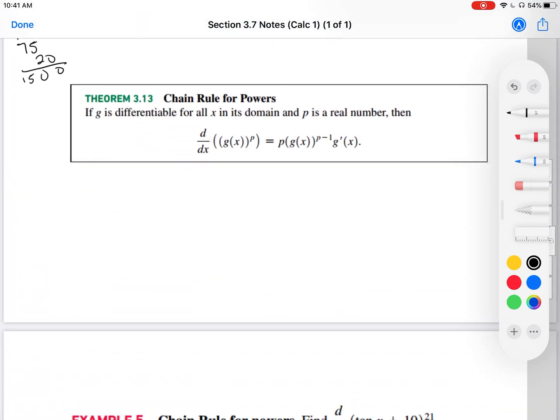Theorem 3.13, the chain rule for powers. If g is differentiable for all x in its domain and p is a real number, then d/dx of [g(x)]^p is equal to p times [g(x)]^(p minus 1) times g prime of x.